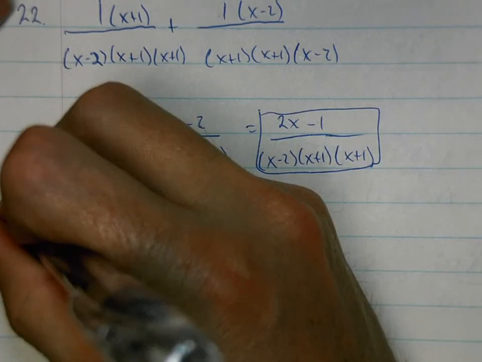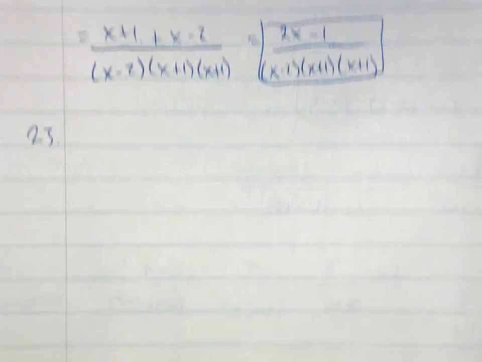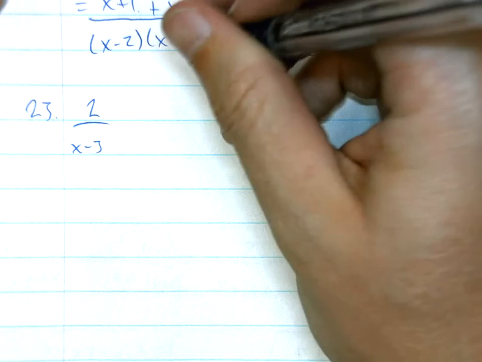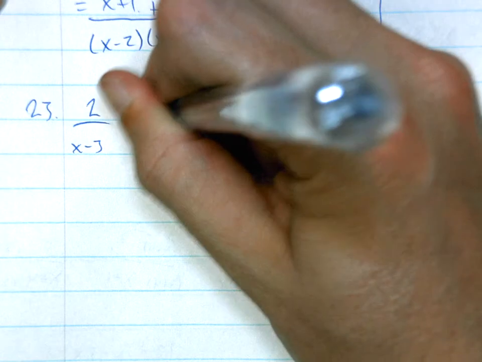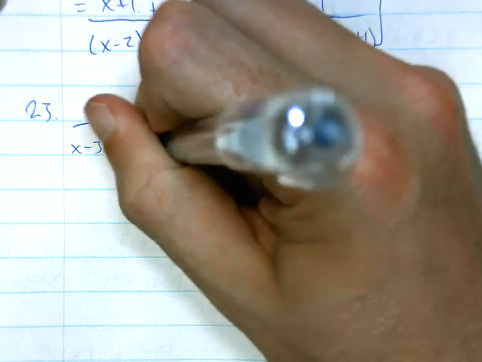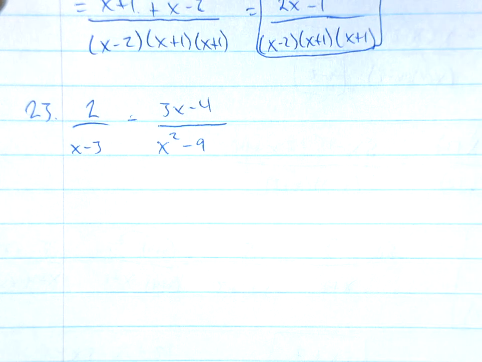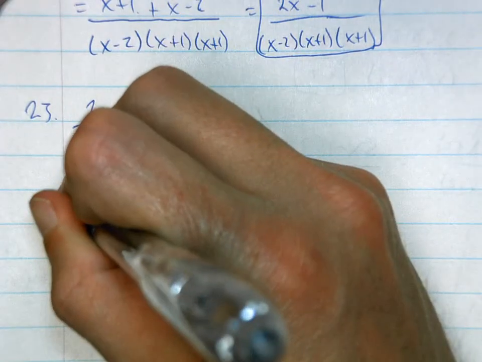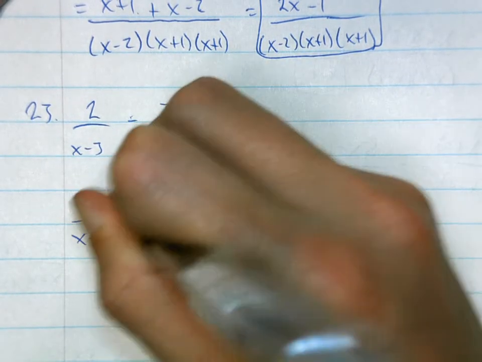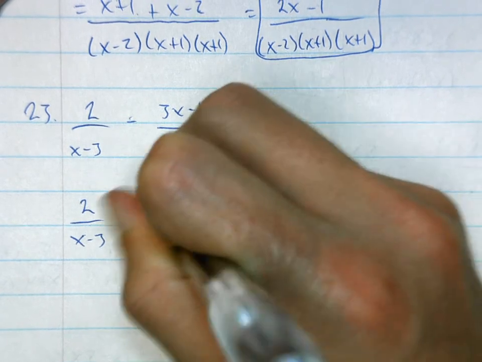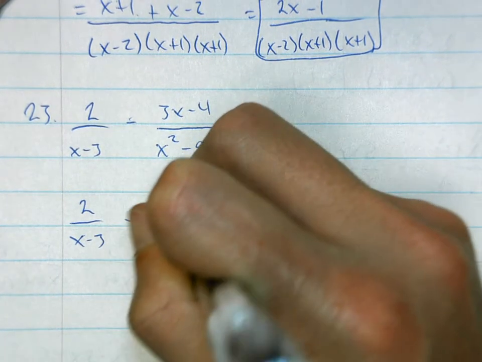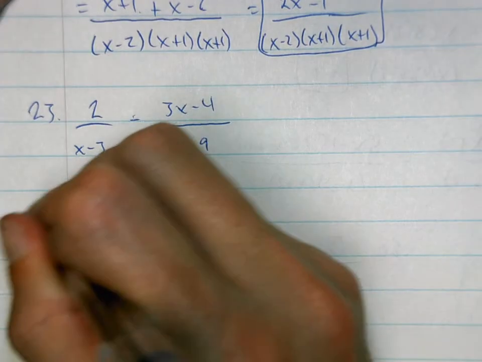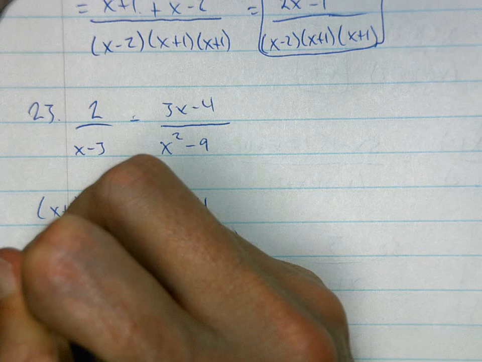23. 2 over x minus 3 minus 3x minus 4 all over x squared minus 9. So we can factor the right side, 3x minus 4 over x plus 3, x minus 3. This is missing x plus 3, so we got to multiply it top and bottom.